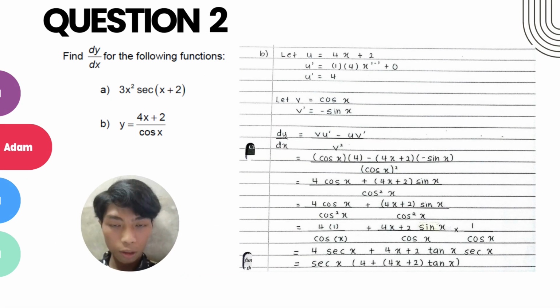For part B, we use the same steps as part A in the beginning to get our u prime and v prime. And then we use the quotient rule by substituting our answers into it. After that, we can separate the equation into 2 different terms. After separating them, we replace the current terms with different terms using the trigonometric equations. And lastly, we factorize them to get the best possible answers.